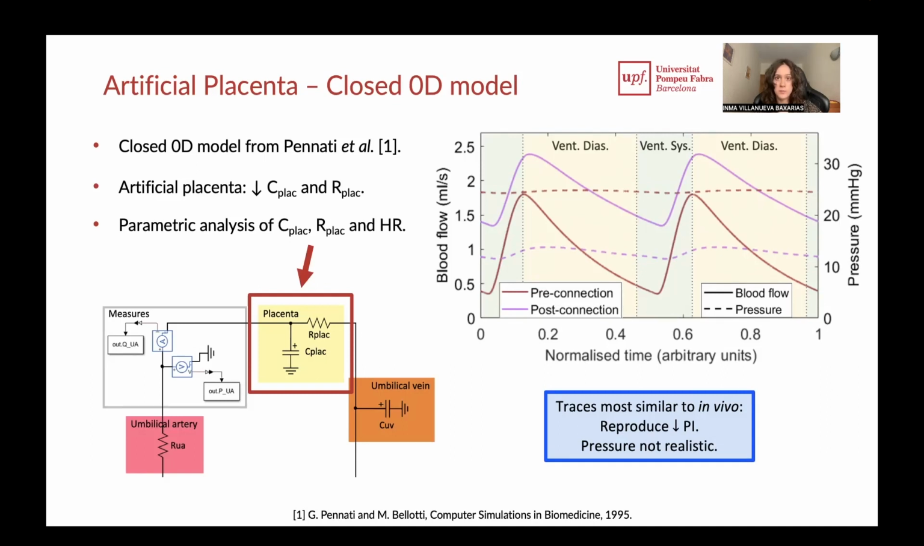Since the artificial placenta presents a lower impedance than the biological placenta, a parametric analysis was performed by reducing the compliance and the resistance of the placenta and increasing the fetus's heart rate.